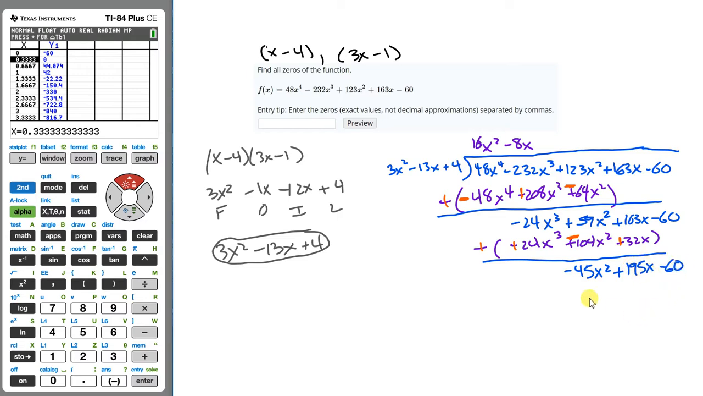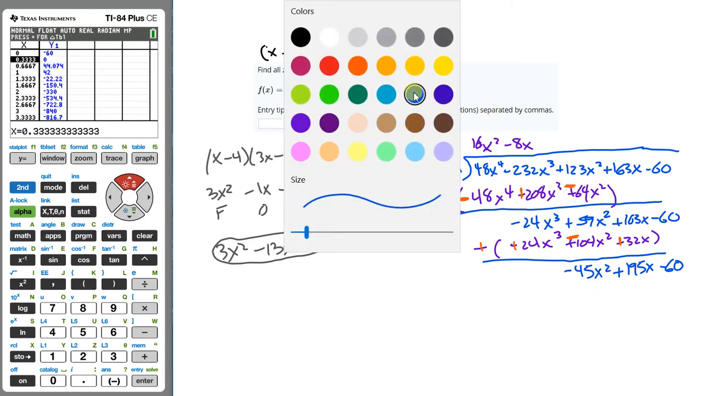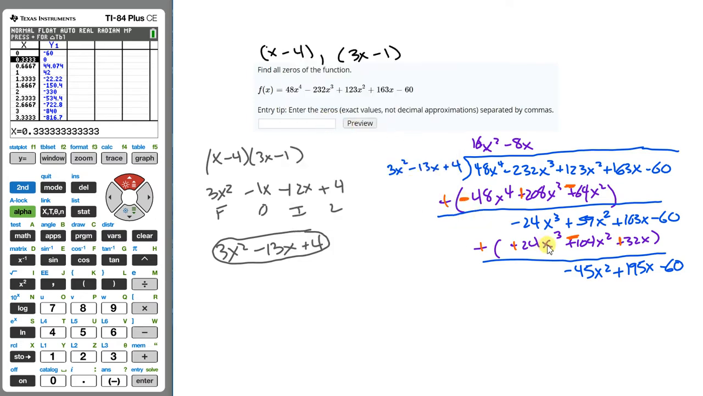And then lastly, how do I make a 3x squared look like a 45x squared? I need to multiply by what? 15. And it has to be negative to get the negative. Okay, negative 15, and then I don't need to change the x's anymore. We have to write a power of x. Now negative 15 times 3 is negative 45. And then 15 times 13, let's hopefully see what we get here. We get 195, which is good.